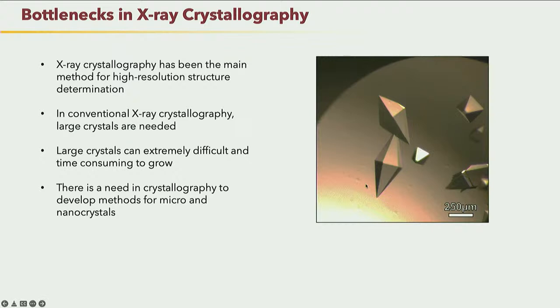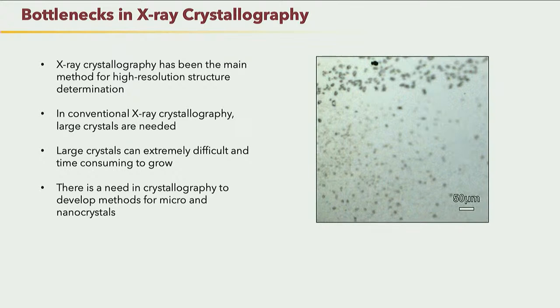You take these big, beautiful crystals to the synchrotron, they diffract to 1.5 angstroms, you solve your structure, and you go home. But the problem is that's not very common. Usually you get something like this, and the protein crystallographers in the room recognize this. You get a bunch of junk, maybe some tiny little crystals, and then maybe you spend the next 3 or 4 years trying to make them bigger, and maybe they never get bigger.